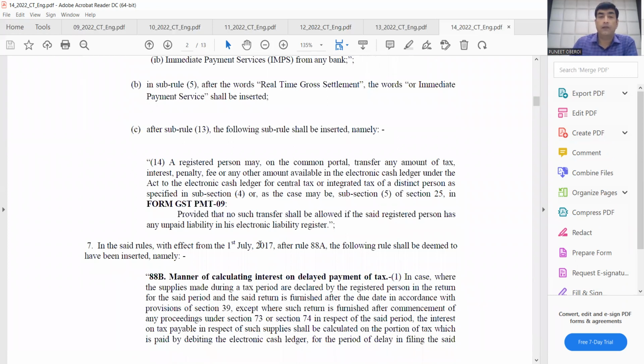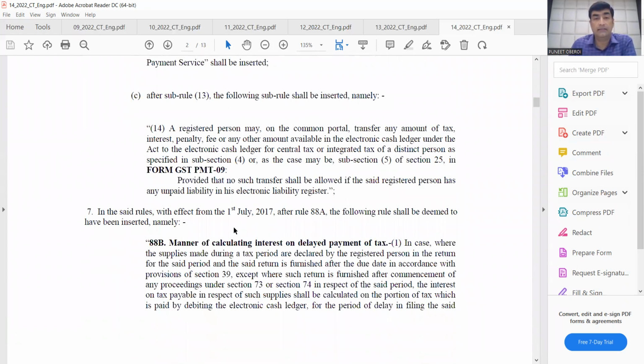Now, let us understand 88B, which basically says that the interest calculation manner has been specified under Rule 88B. So earlier, Section 51 basically was specifying that the interest will be calculated in the manner prescribed. So there was no manner prescribed. So there were certain contentions that when the operation of the law is not supported by any rule, the operation fails. But now the government, to avoid any kind of confusion, has inserted Rule 88B, and now they are specifying the manner of calculating interest on delayed payment of tax.